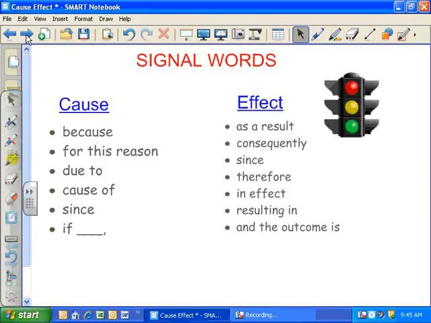Whenever I'm reading for text structure, I'm looking for signal words. The specific words clue me in for what kind of structure is being used and also what kind of detail I'm reading. So for cause, we'll see signal words such as because, for this reason, due to, cause of, since, if. If we're reading about effects, we may see as a result, consequently, since, therefore, in effect, resulting in, and the outcome is. There are certainly other signal words besides these, but these are some examples or some of the most common.